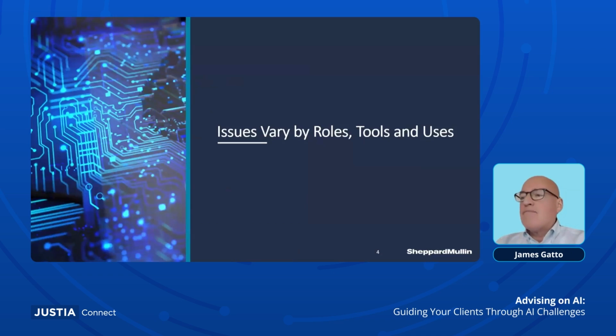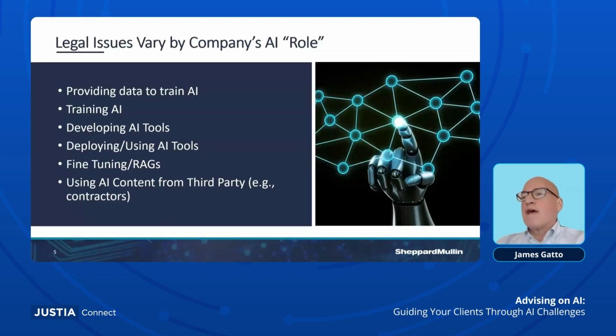Okay. So the first thing to understand is that legal issues with AI vary based on a number of factors. And at a minimum, they factor based on the company's role with AI, the tools they use, how they use them, among other things. So what do I mean by the roles that a company plays with AI? Within the AI ecosystem, there's many different players that provide different aspects of what goes into making AI. Then there's companies that use AI.